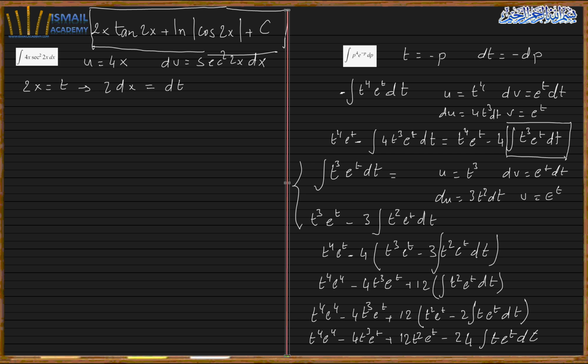The final answer will be t to the 4 e to the t minus 4t cubed e to the t plus 12t squared e to the t minus 24t e to the t plus 24 e to the t plus my constant, and this will be my answer for that question. As you see, when you see a pattern, you don't have to keep integrating, just like you don't have to keep choosing u and dv. Just apply the pattern for the rest of the integral.